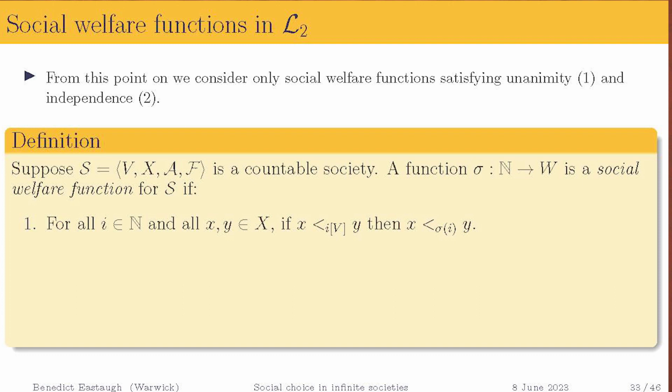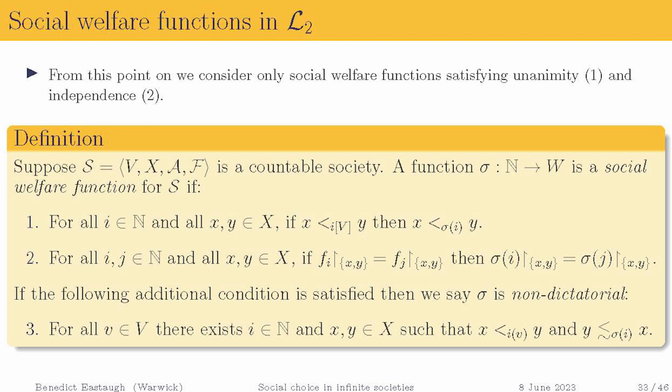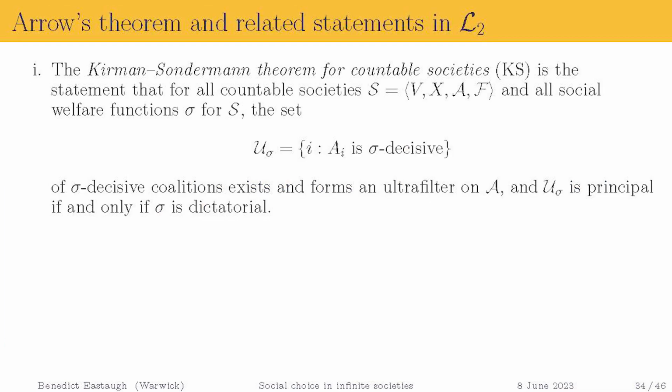And it's going to need to satisfy the following conditions. This is just unanimity, formalized. This is just independence. And then it's non-dictatorial if it satisfies the non-dictatoriality condition as appropriately expressed within this framework. But really these just look exactly like the Arrow conditions once it's all formalized. Okay, so then we can formalize our three statements as follows.